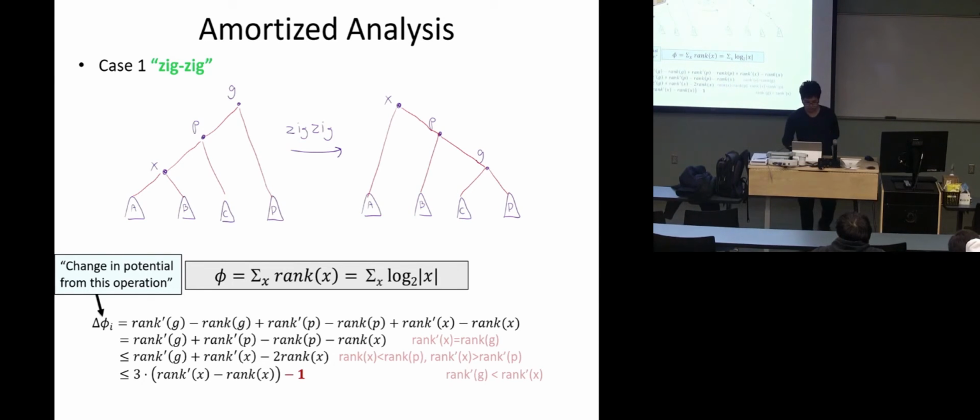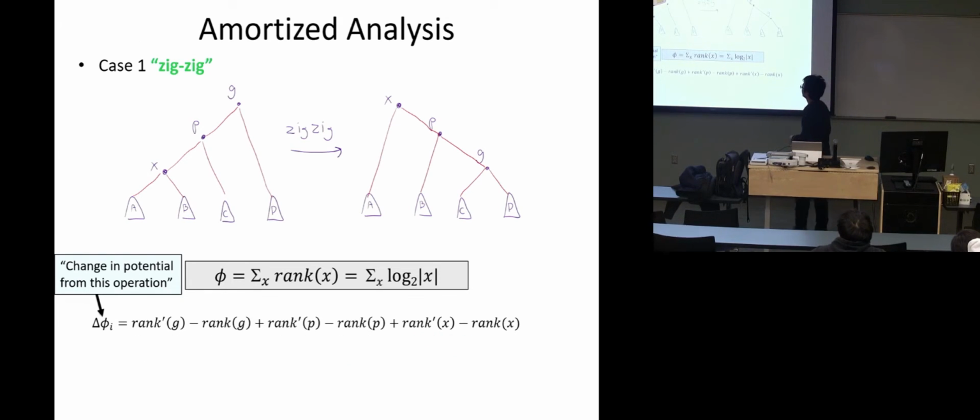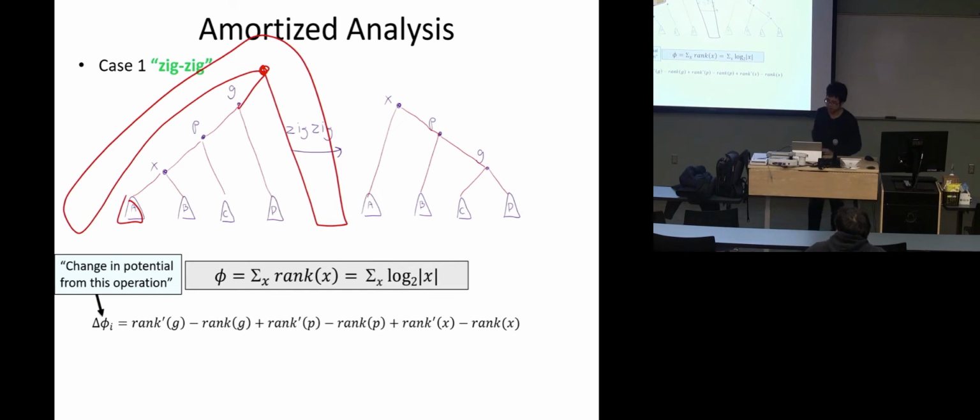So let's do this. Why does it look like this? First of all, the first observation is that there can be even some nodes above G, and so on, and there are nodes here, like there is some tree above. But the first thing to note is that the rank of every node stays the same, except the rank of X, P, and G.